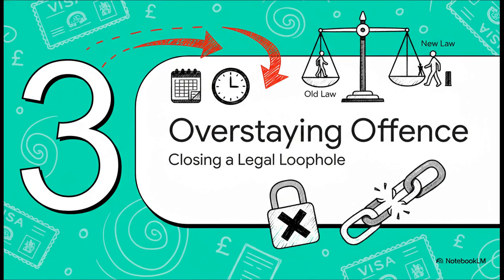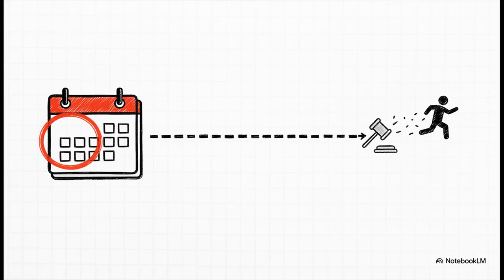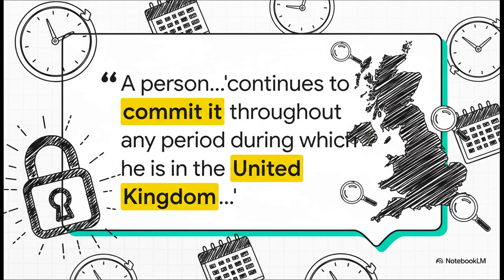Now, this next change was huge. The Act didn't just tweak the rules around staying past your visa's expiry date, it completely redefined the offense itself. This was a real game changer. You see, before 1988, the offense of overstaying was considered to happen on the single day a person's leave expired. That meant prosecutors had a limited time window, usually just a few years, to bring a case. If the authorities didn't act fast enough, it could become legally impossible to prosecute someone for staying in the country unlawfully. And here's exactly how they closed that loophole.